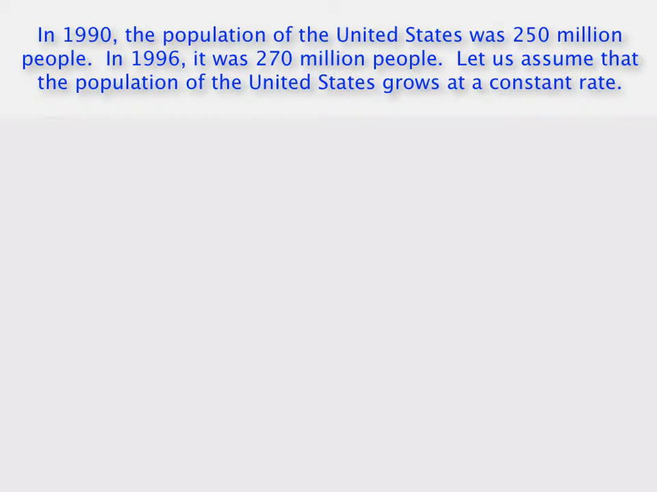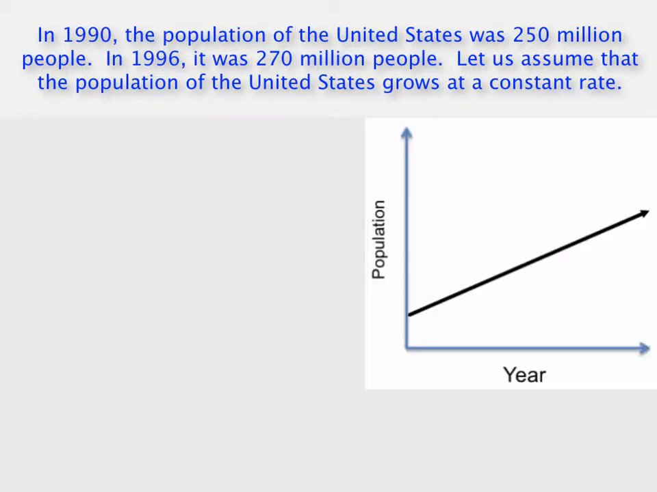All right, last example. In 1990, the population of the United States was 250 million people. In 1996, it was 270 million people. Let's assume that the population of the United States grows at a constant rate. Again, that's a huge assumption. That's the assumption that's going to let us model this using a linear equation. Of course, is a linear equation always going to be the best way to model things? Probably not, but maybe it'll help at least a little bit.